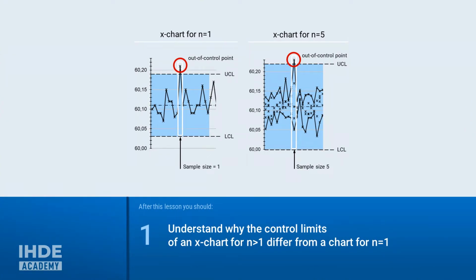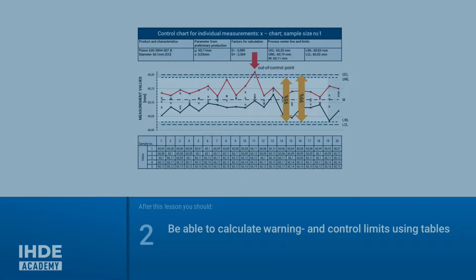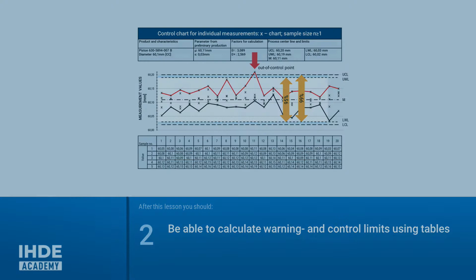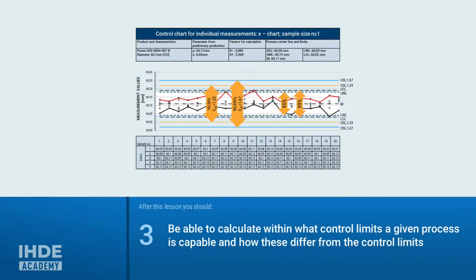And hello again to this lesson, which essentially has 3 learning objectives. After this lesson, you should understand why the control limits for an X chart for a sample size of greater than 1 are different from those for a sample size of exactly 1. You should also be able to use tables to calculate the warning and control limits for any sample size. And you should know the warning and control limits differ from the specification limits when a certain process capability is specified.